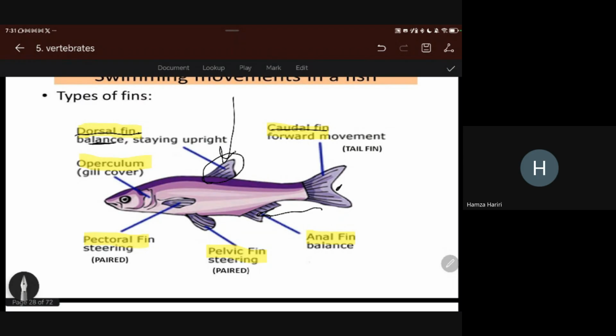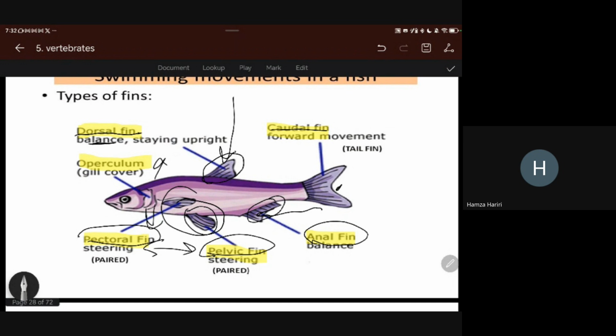And we have the anal fin, which is present just below the caudal fin. And we have the pelvic fin, which is on the side. And we have the pectoral fin. These two fins, their job is to steer, because they're on the side, so they help the fish to move either right or left. And we have the operculum cover, which covers the gills. You need to know these types of fins.